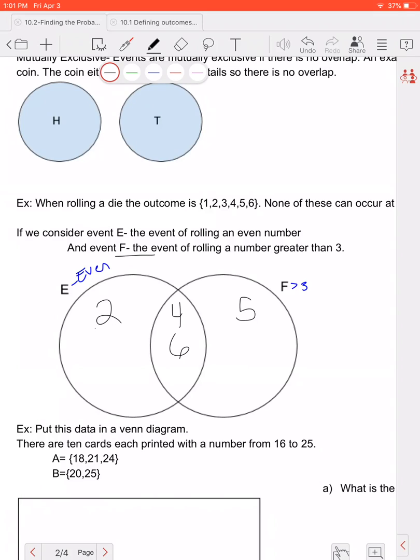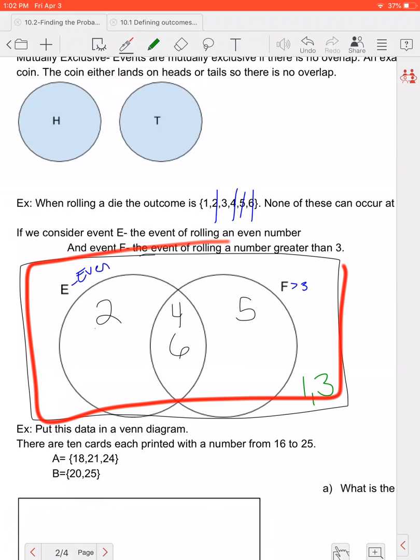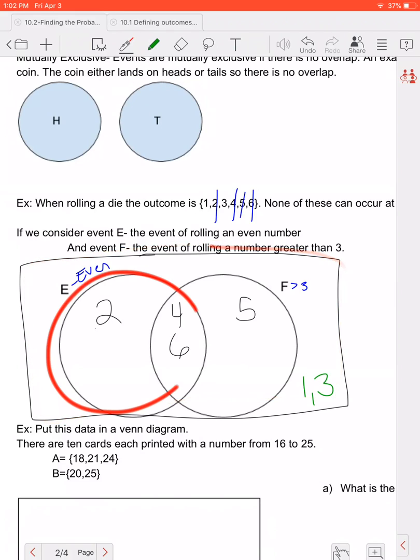Now, what's interesting is we are going to draw a box around our circles here, because we want to show all of our sample space. So I have the numbers 2, 4, 5, and 6 taken care of, but 1 and 3 don't fall into either of these categories. So I'm going to write that on the outside of my circles, but inside my square. So all of my sample space is included in this chart, but it's not in the overlapping circles at all.